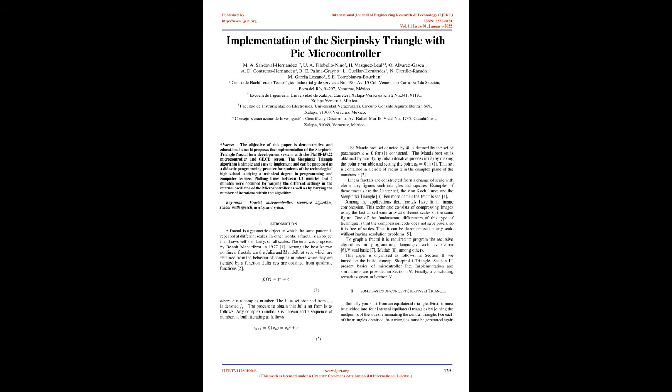Julia sets are obtained from quadratic functions too. Where c is a complex number? The Julia set obtained from c is denoted. The process to obtain this Julia set is as follows: any complex number z is chosen and a sequence of numbers is built iterating as follows. These fractals are the Cantor set, the von Koch curve and the Sierpinski triangle [3]. For more details on fractals see [4].